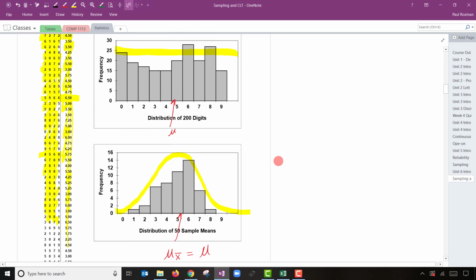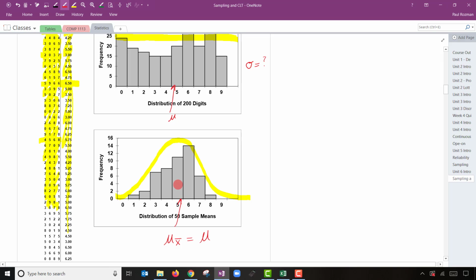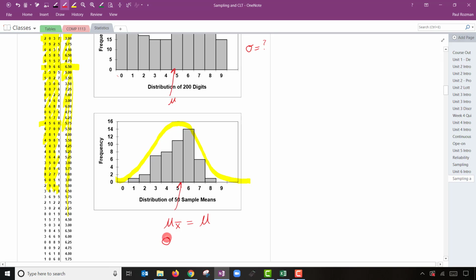If we want to evaluate these things based on their standard deviation, I don't know what it is, I didn't calculate it. But I can see just looking at the picture, because they have the same scale on their x-axis, that this group is way less spread out than the original population it comes from. So the standard deviation of the means is smaller than the standard deviation of the population that it comes from.